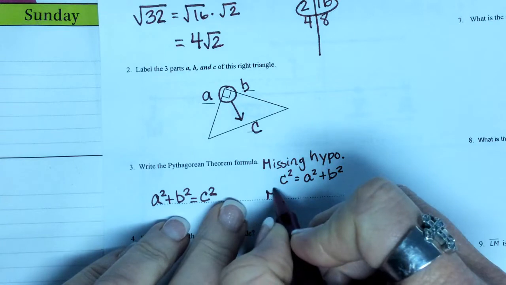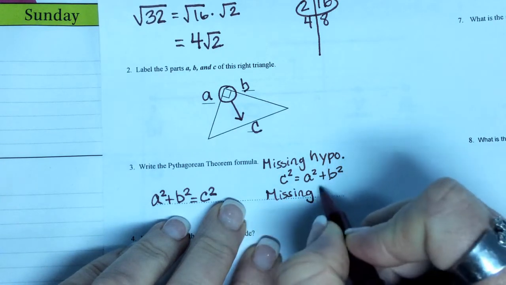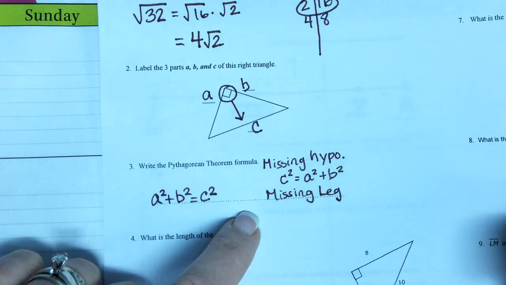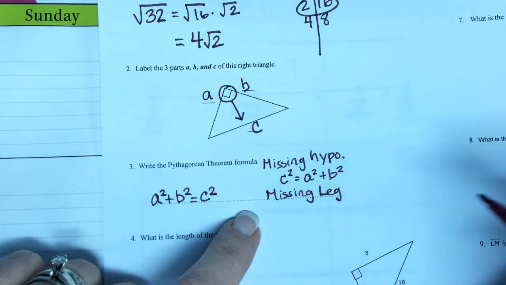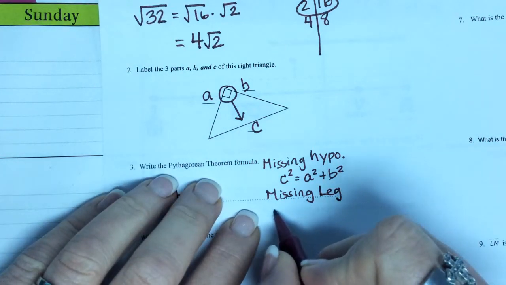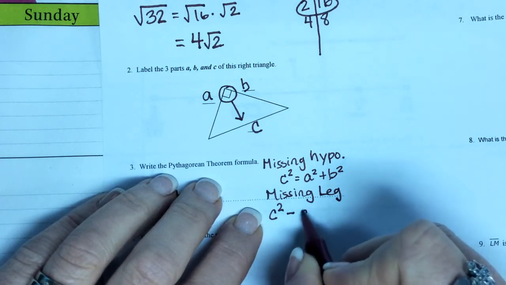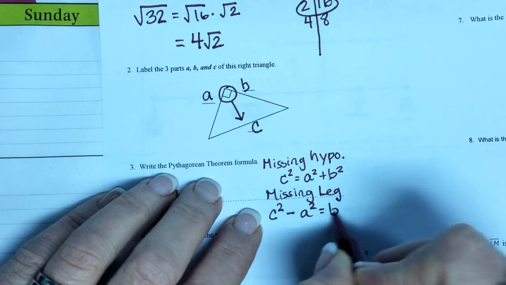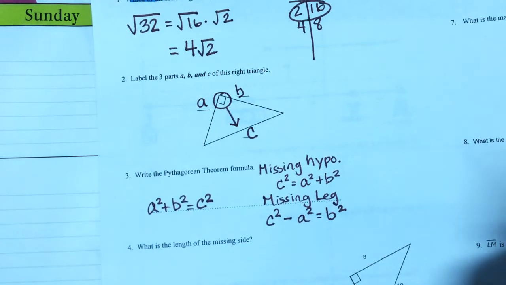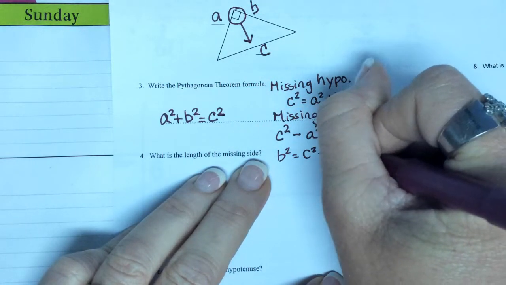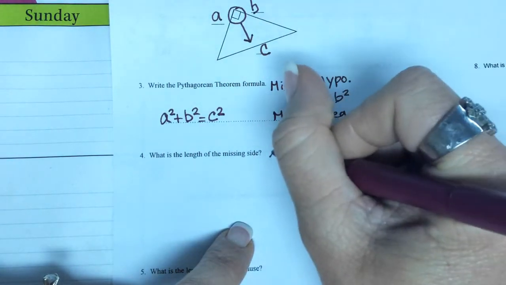But if we're missing a leg, and whatever you want to label the leg, it does not matter. You could say that it's the A missing or the B, it would not matter. But we just know that we would set it up as C squared. Let's say that we said that we know our A. So it would be C squared minus A squared equals B squared. Or you could look at it as B squared equals C squared minus A squared. Preferably like this instead of this way.